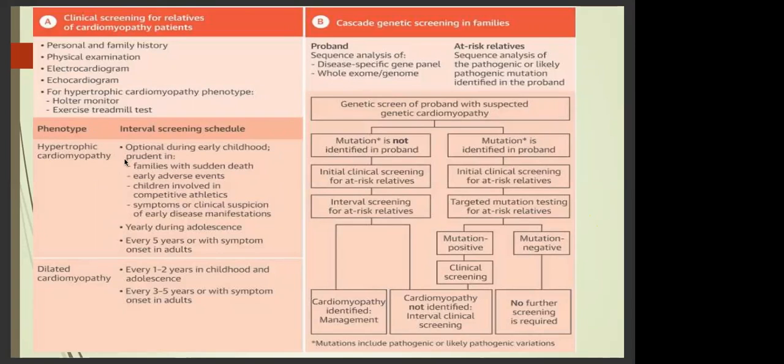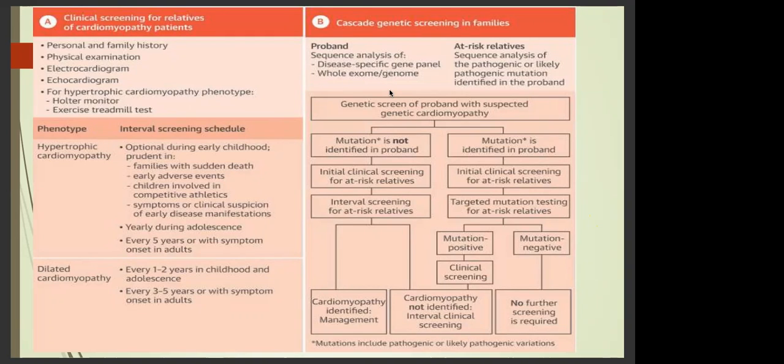For example, HCM, you will start noticing in early childhood there will be a family history of sudden cardiac death. Actually, you may notice some of those symptoms as well, and also in adolescence, in fact. Similarly, dilated cardiomyopathy, you should screen them later on, every 1 to 2 years in childhood or even in adulthood as well. And once the symptoms have onset, at least every 3 to 5 years there is the genetic screening, as I had said, it is very important.